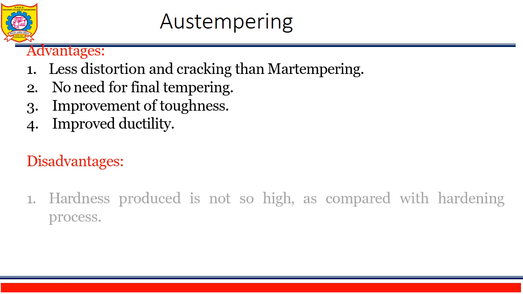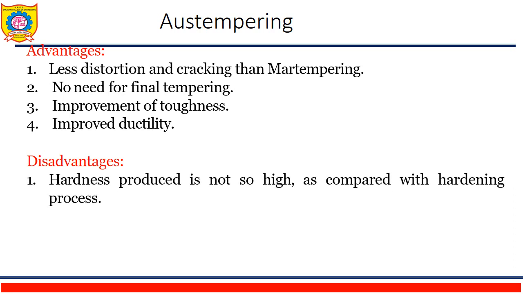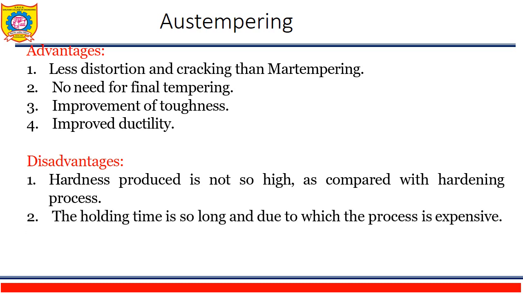There are certain disadvantages also. Hardness produced is not so high as compared with the hardening process. So this is the limitation or disadvantage of austempering. Second disadvantage is that the holding time is so long, due to which the process is expensive. So the holding time is very large.